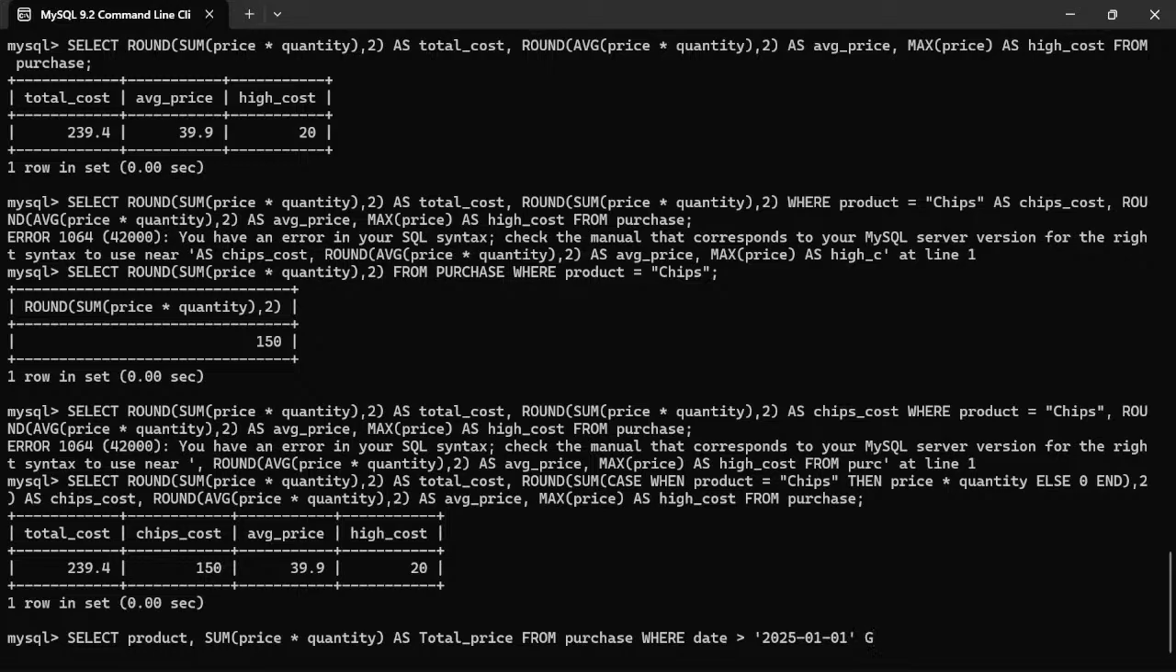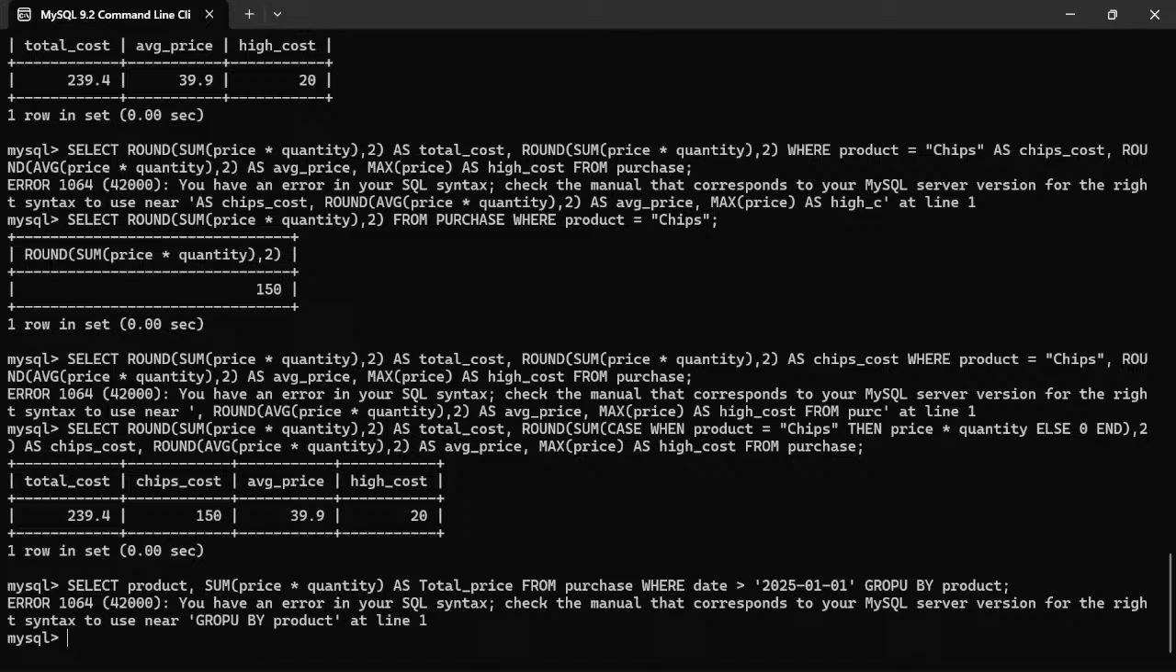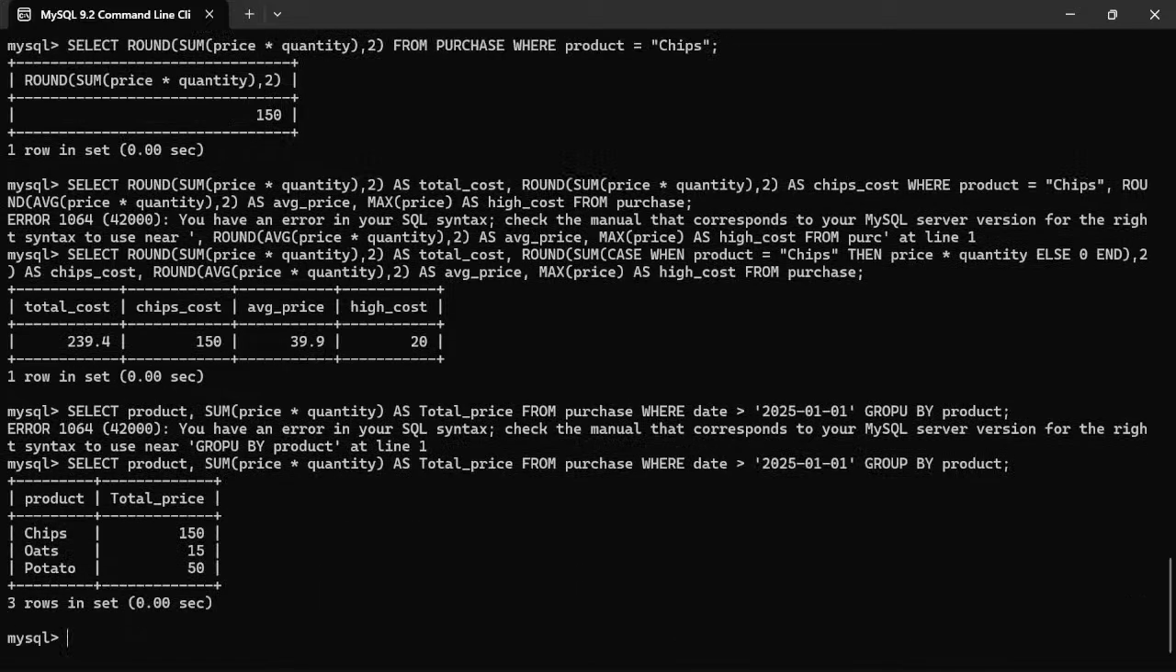And I am writing here group by. Will it work? No, definitely. Okay, there is this typo. You see, OUP. Okay, it is working. So that means if I want to find the total cost for chips, total cost for oats, and total cost for potatoes, I can find that. So I think this is the amount for chips.